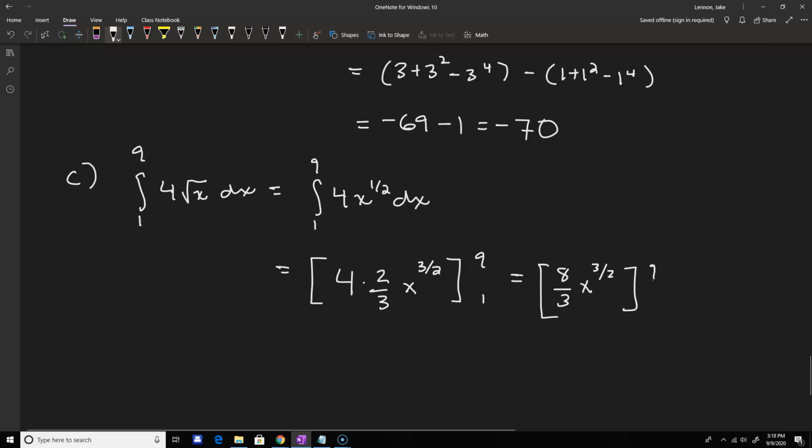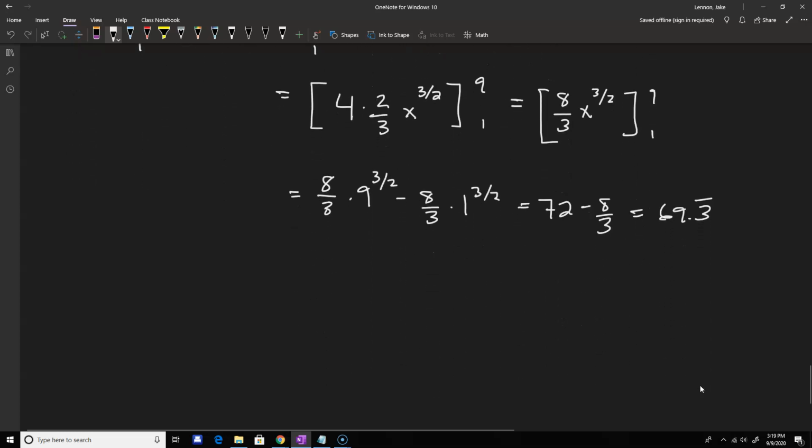from 1 to 9. So then we can plug in the numbers and subtract. So we get 8/3 times 9 to the 3 over 2 minus 8/3 times 1 to the 3 over 2. And that comes out to 72 minus 8/3, which is 69.3 repeating. So whenever you have radicals, a lot of times your antiderivatives and the things you're computing are going to involve fractions.